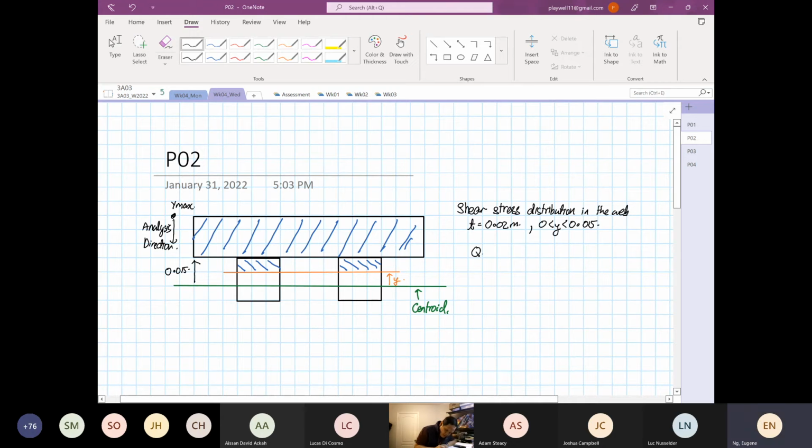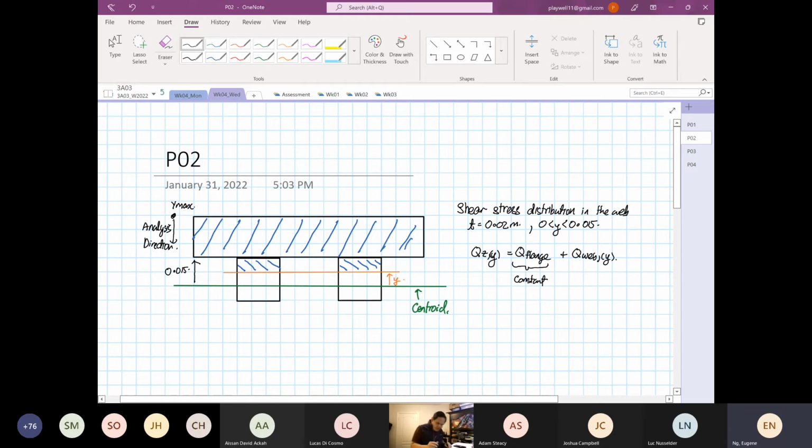y or Qz as a function of y. So this is going to be equal to the Q of the flange, which is a constant. This is this number over here. It's a constant, because the variable y is only sliding about what? About the web. Okay. Then you do plus Q of the web. Then this is as a function of y.